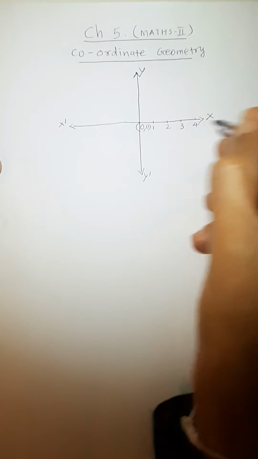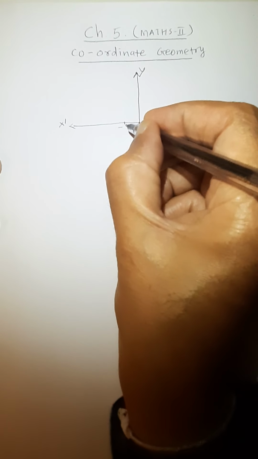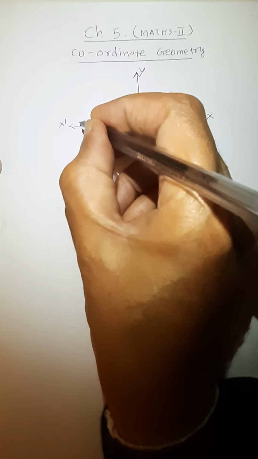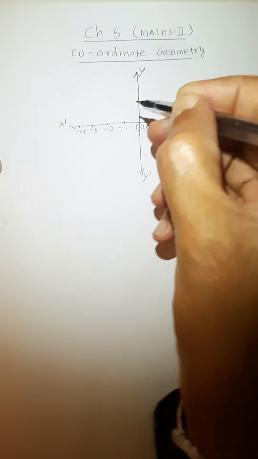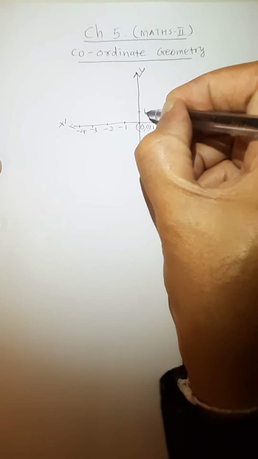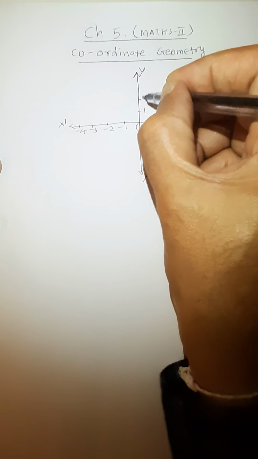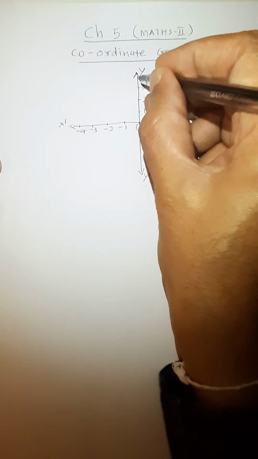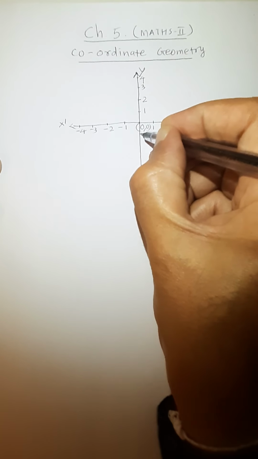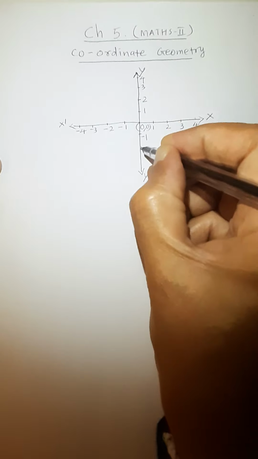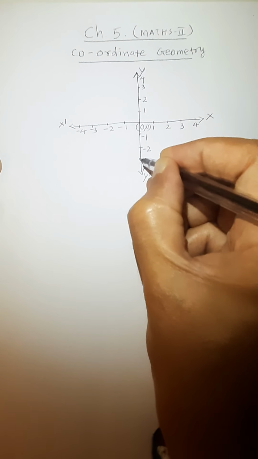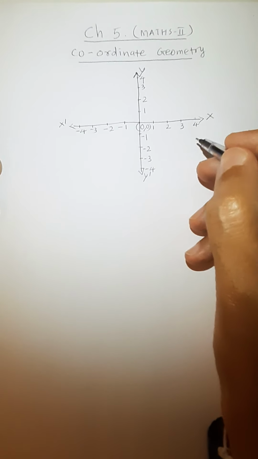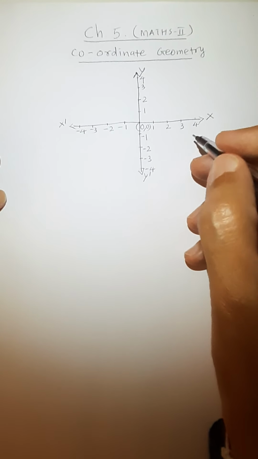Positive direction of x-axis. This is the negative direction of x-axis. Negative integers -1, -2, -3, -4 are all there. Then here these are positive integers on the y-axis, positive direction of y-axis 1, 2, 3. All these positive integers we have to show. And here negative direction of y-axis, negative integers -1, -2, -3, -4, etc. This is called the xy coordinate system, which you already studied in 9th standard.